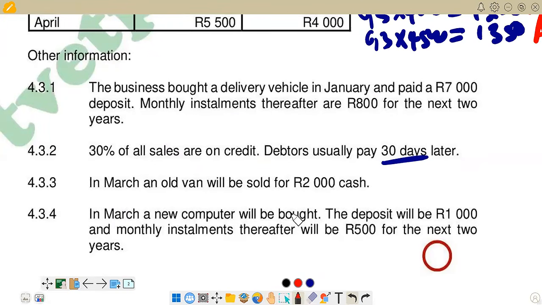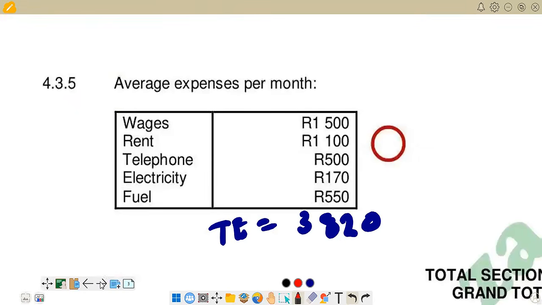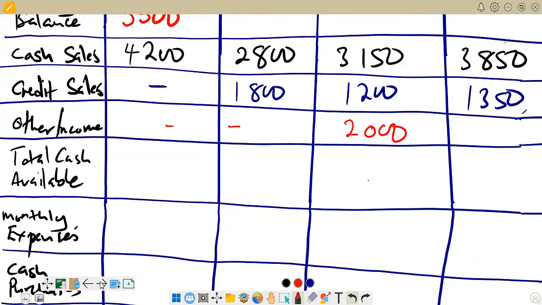Then we go to the next one. In March, a new computer will be bought. The deposit will be 1,000. So it means this one we will put under the payment section. So we go there to see what's the next item that we have. Right. Then you go to total cash available now. So what are we supposed to do there? We're just supposed to add what we have on top there.